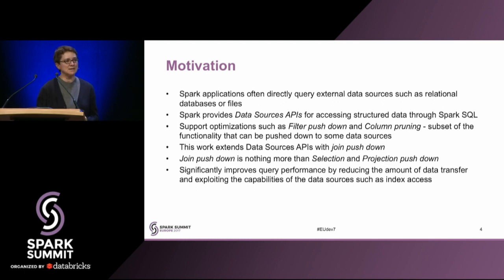This work extends the data source API with join pushdown. Join pushdown is nothing more than selection and projection pushdown, which are already supported by Spark. With a small amount of changes, this work significantly improves query performance by reducing the amount of data transfer and exploiting the capabilities of the data source, such as index access.